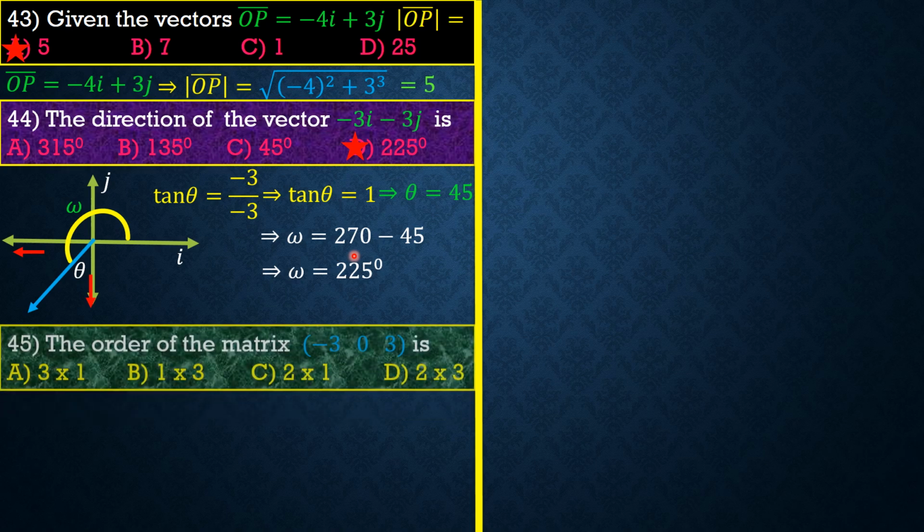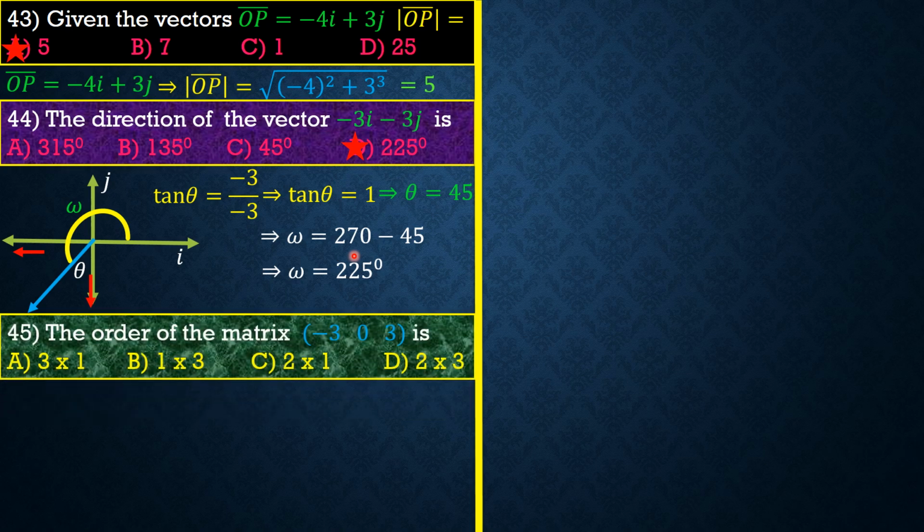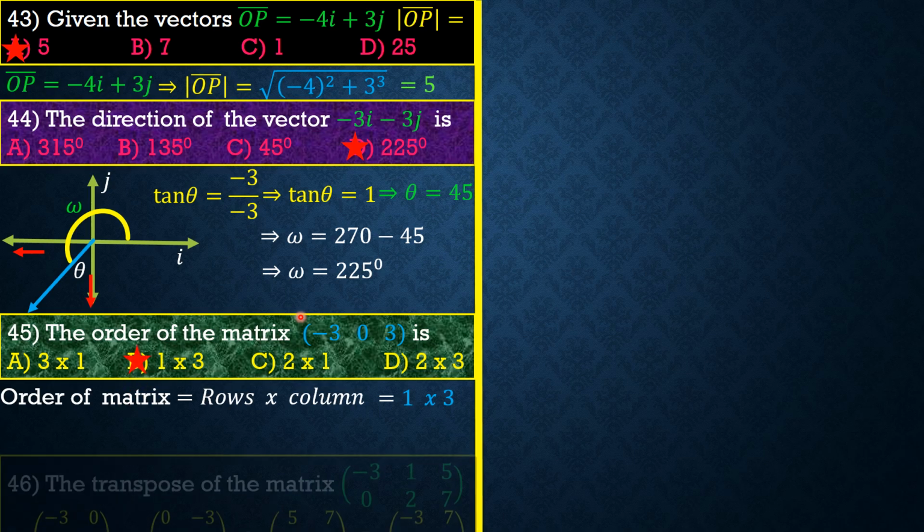Question 45, guys, simply asks for the order of the matrix minus 3, 0, 3. So guys, don't forget that the order of a matrix is simply given as rows by columns. The number of rows here is 1, and the number of columns is 3. So the order is 1 cross 3. So option B is the best option.